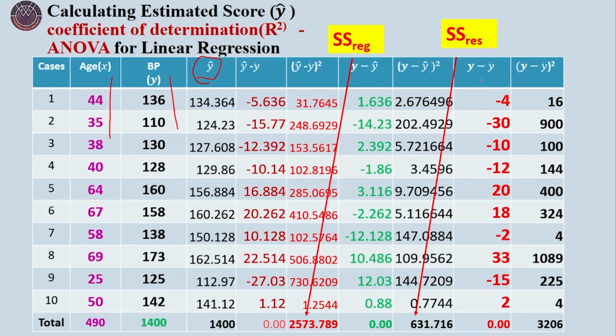631.716. And then we will get the total sum of squares, that is y observed data minus y mean values. So here, 136 minus y mean, which is 140, gives minus 4, minus 30, and so on, and then we'll get the total sum of squares, 3206. So this is a mere repetition of our earlier exercise. You can rewind the video and see again how these are correlated and how we are actually doing the regression sum of squares, residual sum of squares, and the total sum of squares.